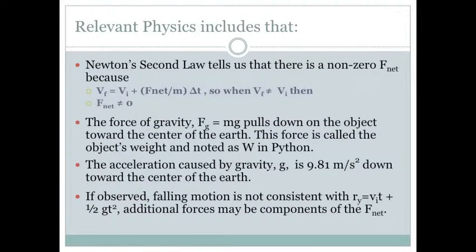The physics model itself returns us to Newton's second law, which links the net force on an object to its change in velocity, its acceleration, if you will. The force of gravity pulls down on the object towards the center of the Earth. The acceleration caused by gravity alone is 9.81 meters per second squared, down toward the center of the Earth.